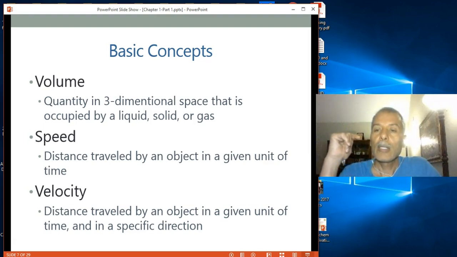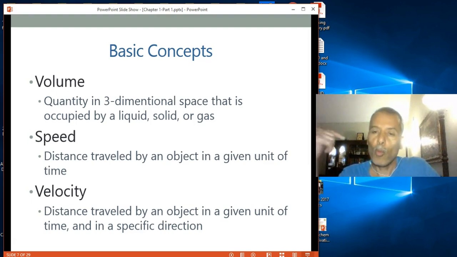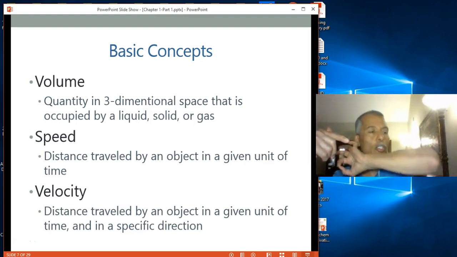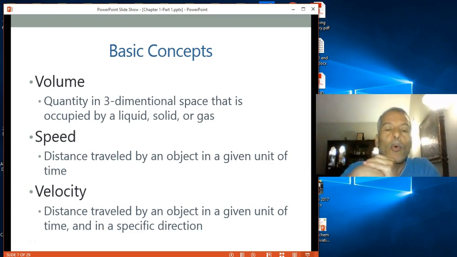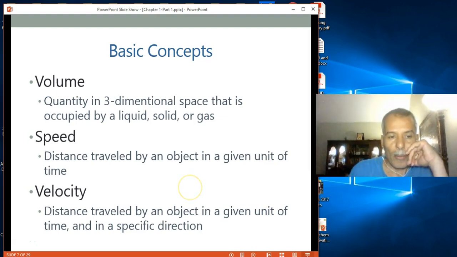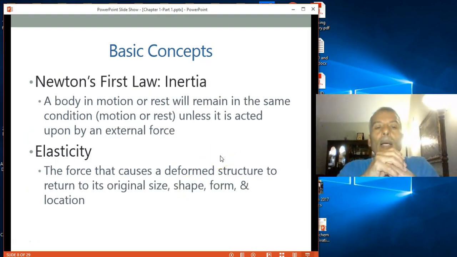A bullet has velocity. It goes from one point, the barrel of a gun, directly to another point in a pointed direction. Then we speak about Newton's first law, which is the law of inertia.